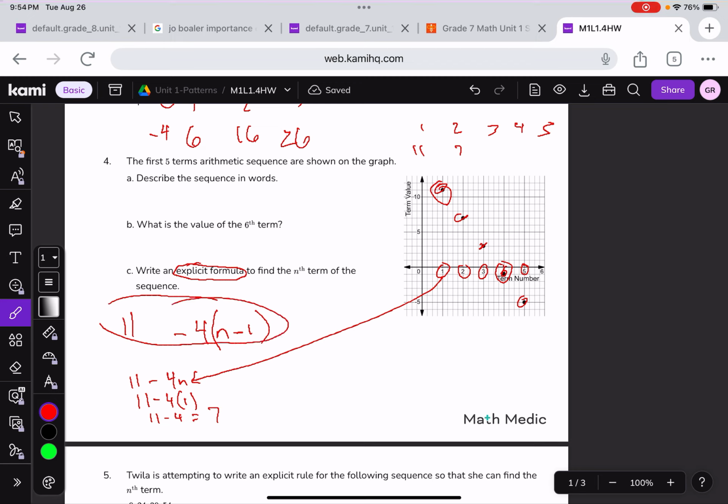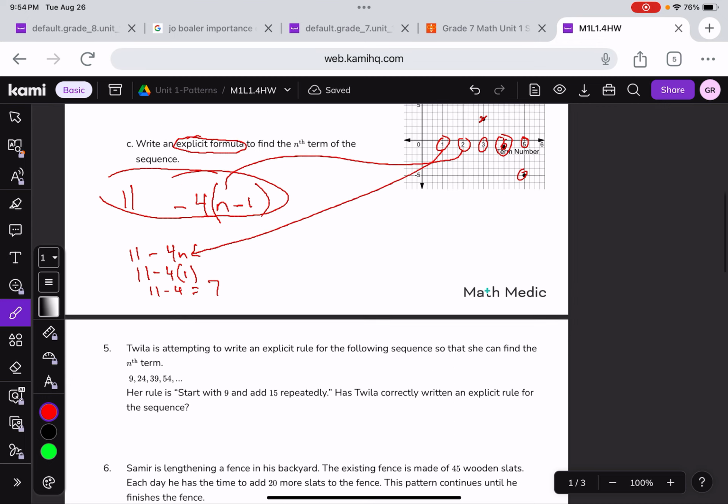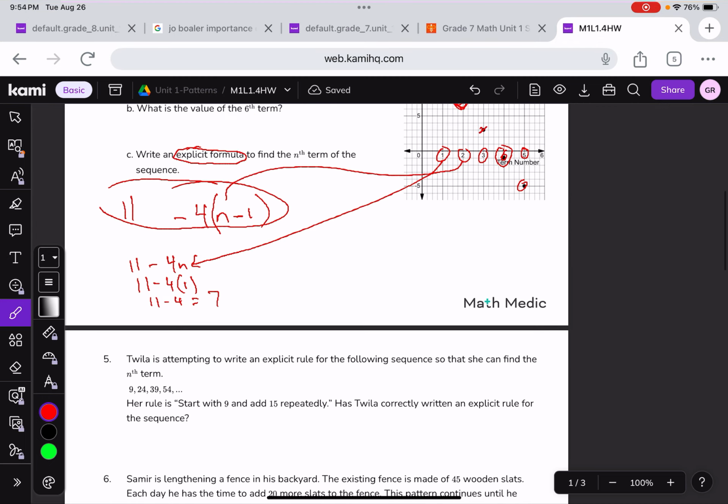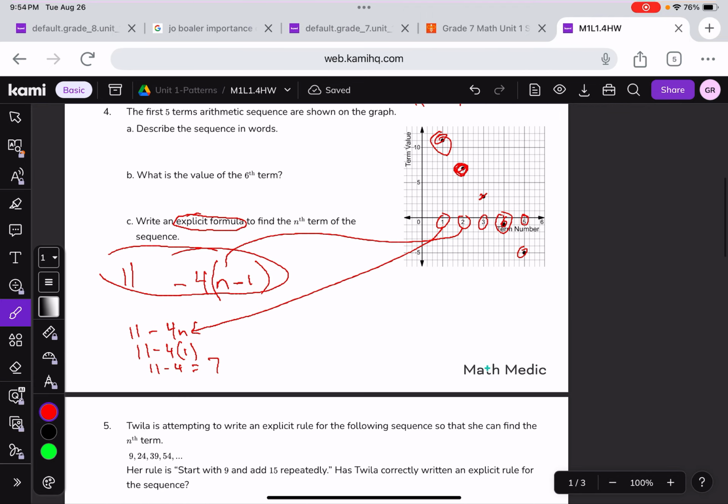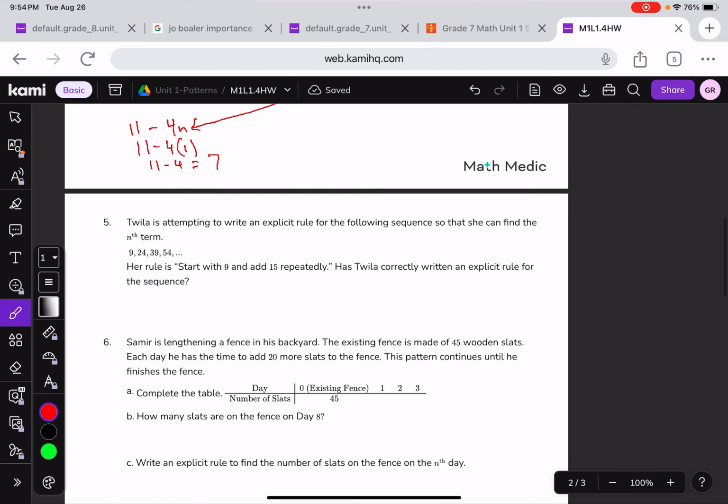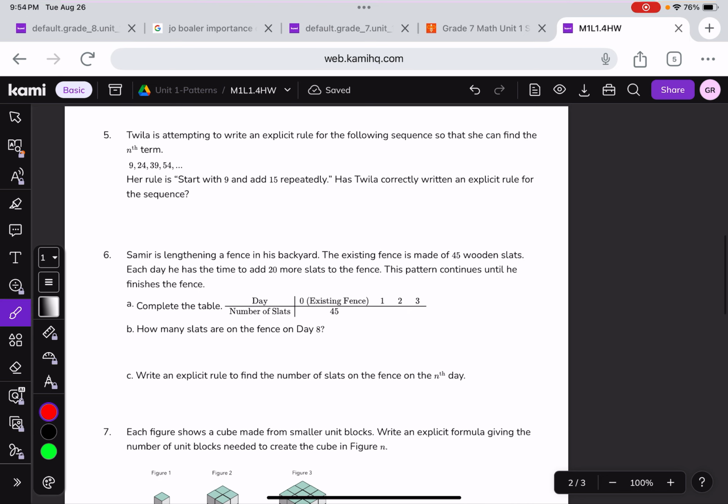This sounds complicated, but I'm trying to figure out how these terms could work. And if you notice, if I plug in 2 here, 2 minus 1 is 1. -4 times 1 is -4. 11 minus 4 is 7, which is exactly where term 2 is at. We'll talk about that more. We'll see some more problems, but that's the meat of this unit, so to speak, or at least up to right now.